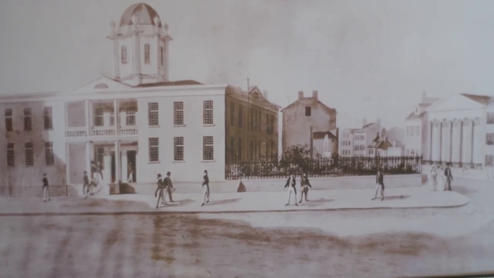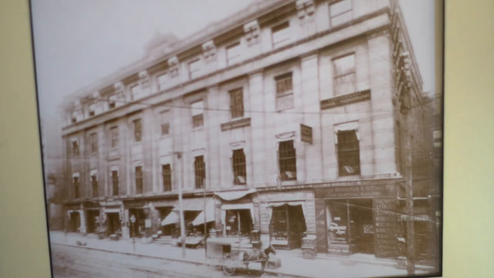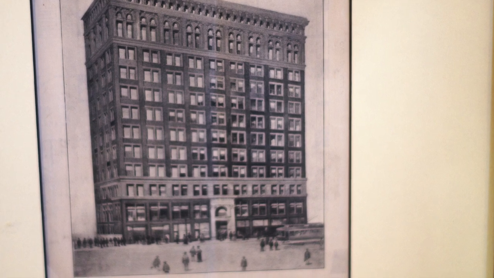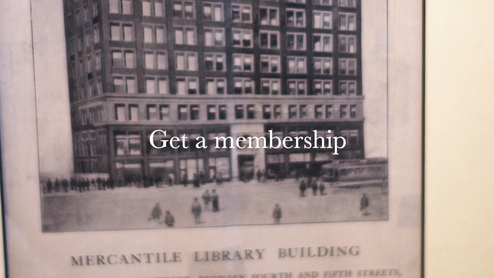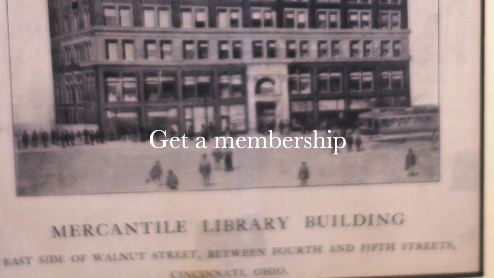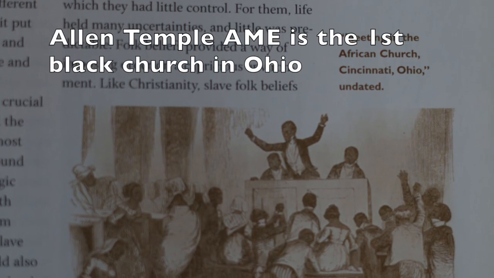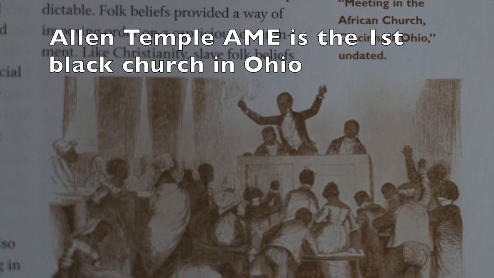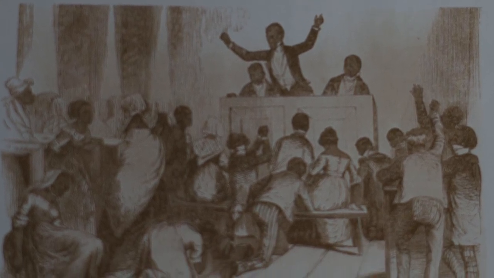The Mercantile Library has been built and rebuilt to ensure that people had access to self-education. It shows its level of importance. You can actually access the Mercantile Library in today's world. It is downtown between 4th and 5th Street on Walnut, just south of the Fountain Square. Get a membership and become a part of something that's a part of history. You can still visit the Allen Temple AME Church, become a member, or just go see it for its historical value. It might not be downtown, but it is still in Cincinnati.